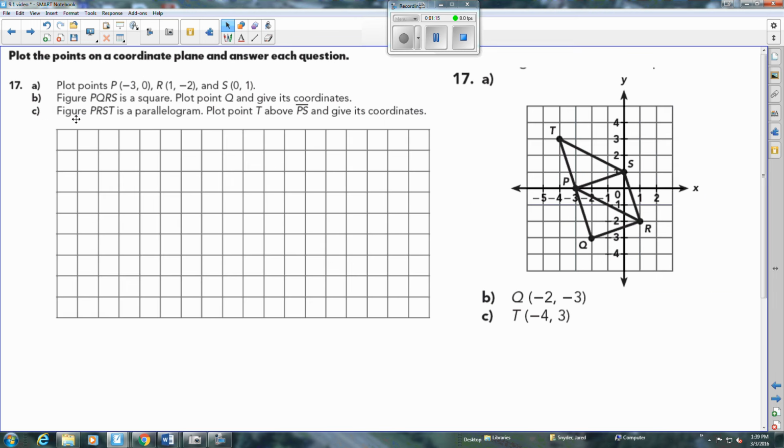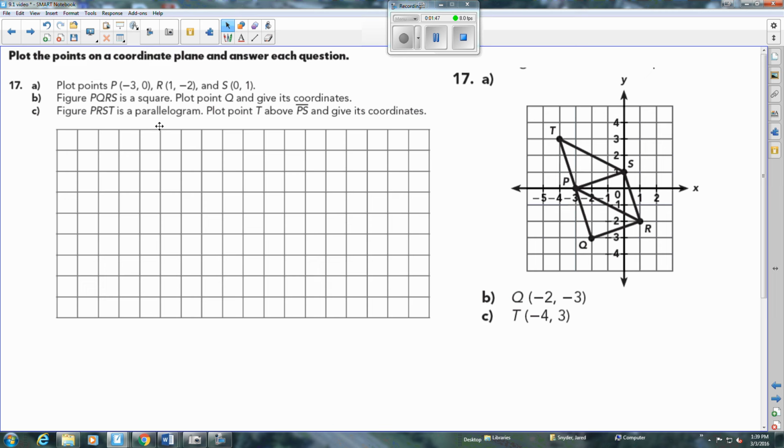Number 17, plot the points on the coordinate plane and answer each question. It says plot the points, so if you plotted the points, it would look like this. Figure PQRS is a square. Plot Q and give its coordinates. So Q is -2, -3. They're asking you to extend this out and make it into a square, and if you did that correctly, it would be -2, -3.